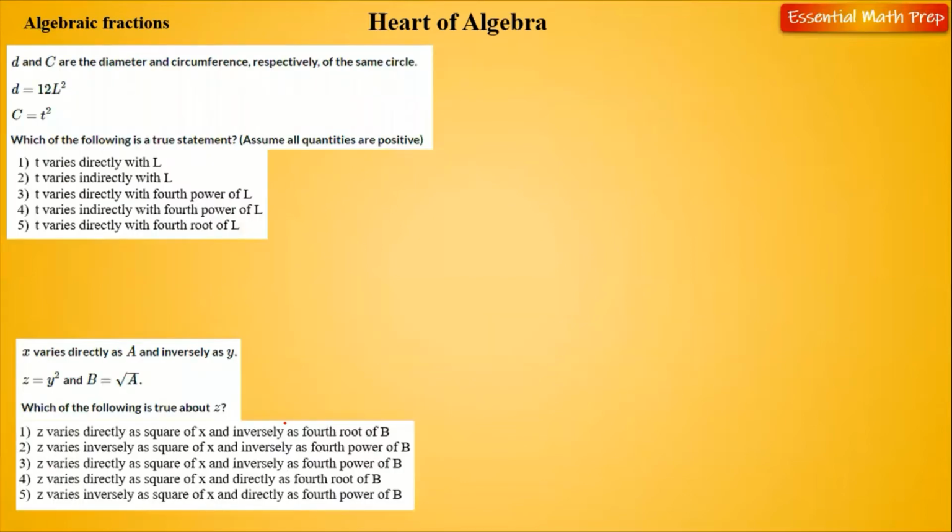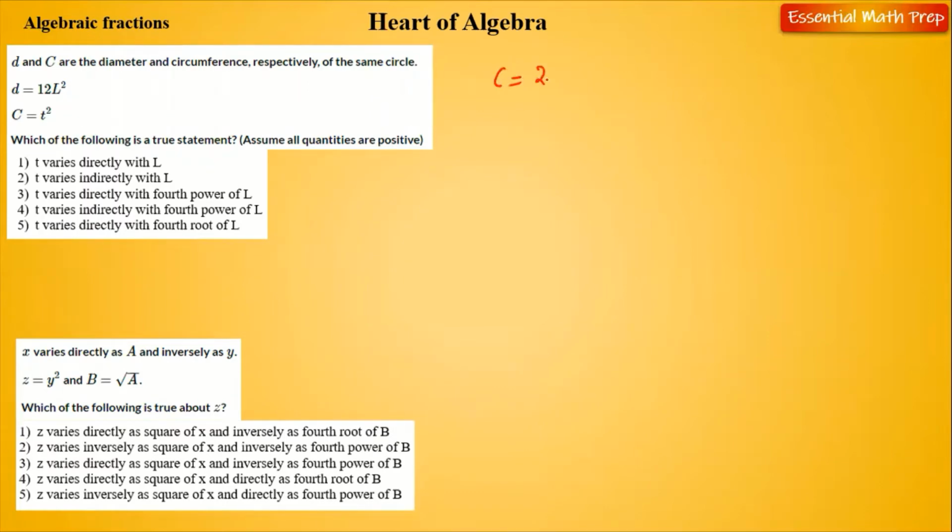Okay. D and C are the diameter and circumference, respectively, of the same circle. D equals 12 L squared, C equals T squared. Which of the following is a true statement? T varies directly with L, T varies indirectly with L, T varies indirectly with the 4th power of L, and so on. So first we have to figure out what the circumference of a circle is.